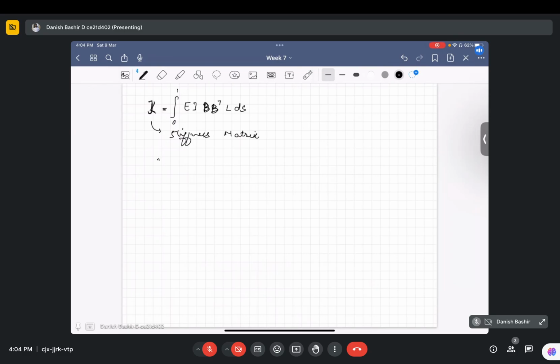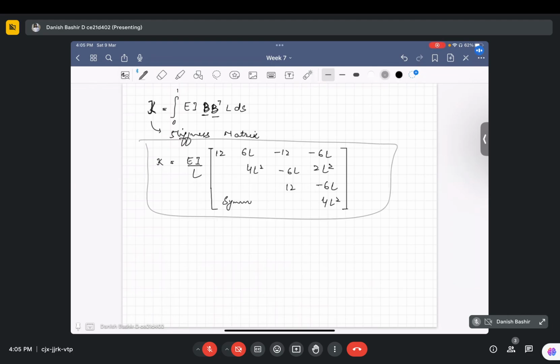So the stiffness matrix we computed for our beam element is equal to EI by L cube. If you perform this integration, put the value of B transpose, and EI is constant, you will get the values as 12 in the first element, then 6L, then minus 12, minus 6L. Then you will get 4L square here, then minus 6L here, and 2L square here. Here you will get 12, minus 6L, and the last element is 4L square. I have not written the elements on this side because the stiffness matrix is symmetric, so I will write symmetric. So this is the stiffness matrix for our beam element.